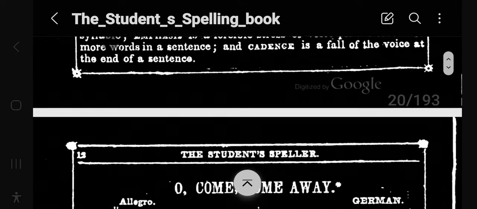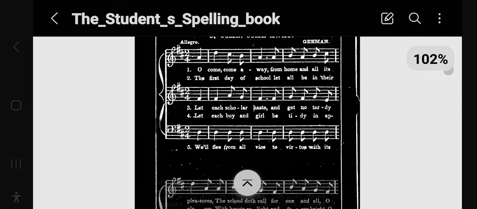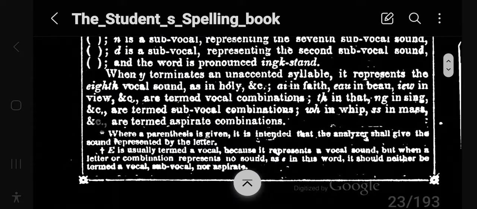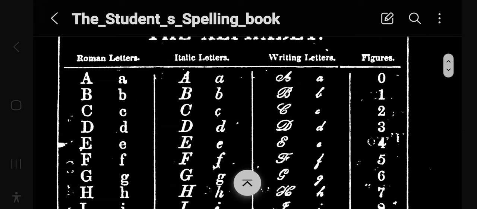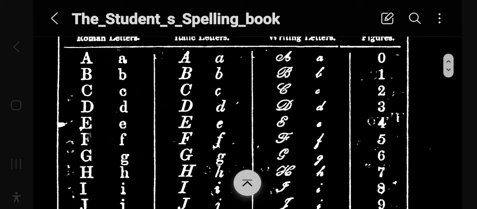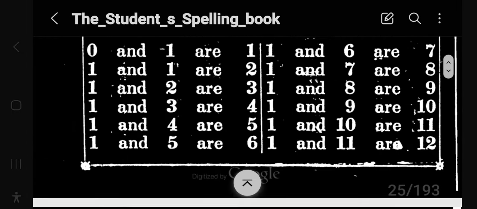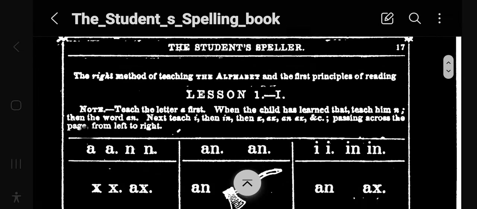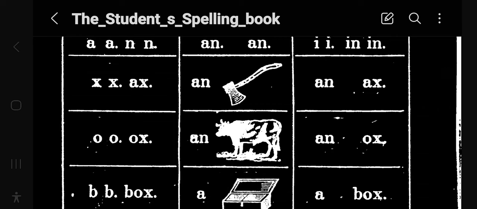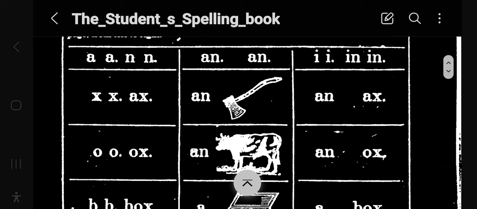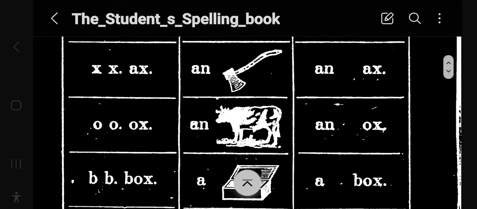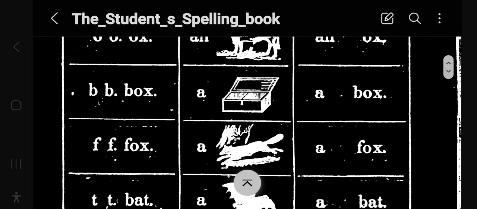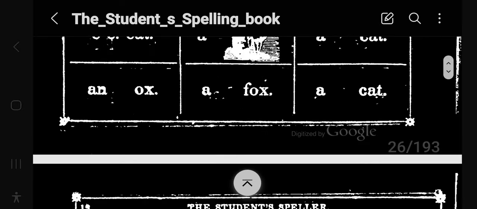How to read English. They have music in here. I think they wanted their students to sing their spelling lessons. Oh my gosh. The alphabet. Oh, they even have it in cursive writing. And they got the figures. One and one and one. Basic arithmetic, it looks like. So they have pictures. Ox. So this looks like it's teaching you how to put letters together.